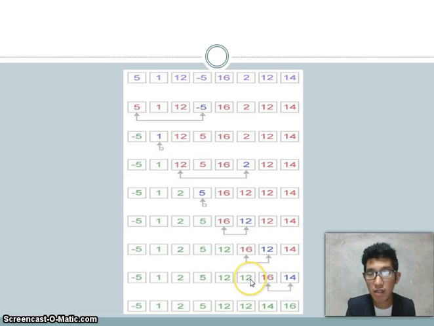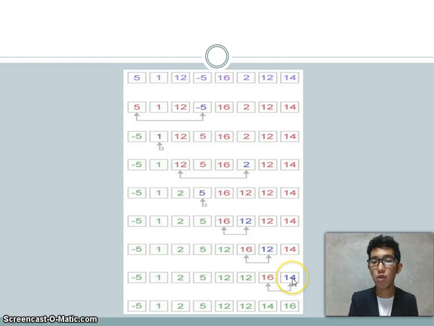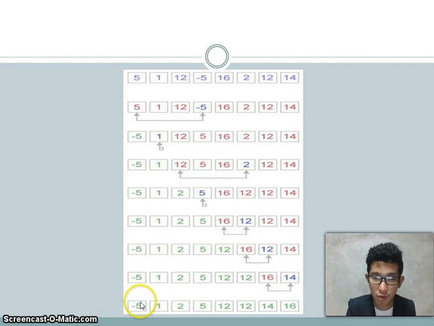Pero ano yung dapat na susunod sa 12? Is yung 14. So yung 16 and 14 magsaswap na naman yung dalawa. At ito na yung magiging final output niya. Negative 5 and 1 sorted, 1 and 2 is sorted, 2 and 5 is sorted, 5 and 12 is sorted. Magkapareho yan, 12 and 12, okay lang yan. 12 and 14 is sorted, and 14 and 16 is sorted. As we notice, nakuha na natin yung final output ng unsorted elements above.